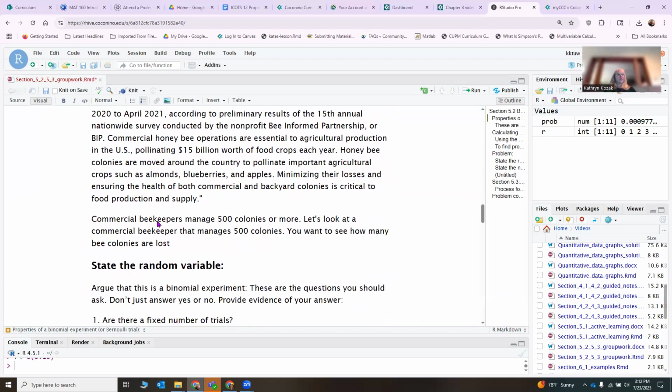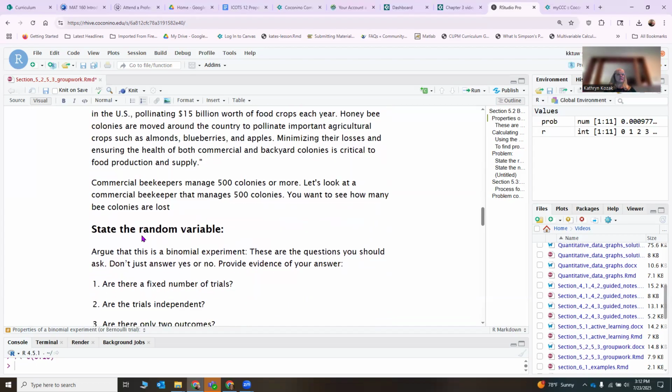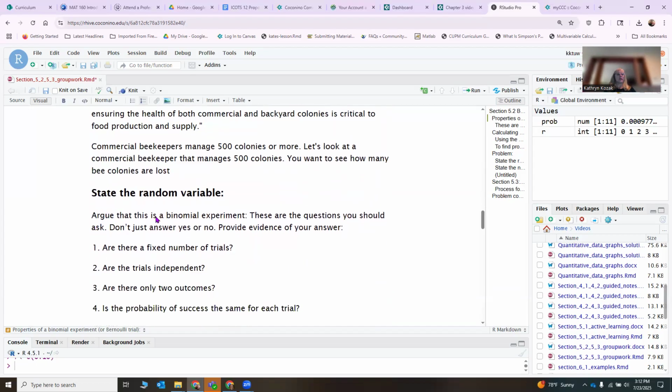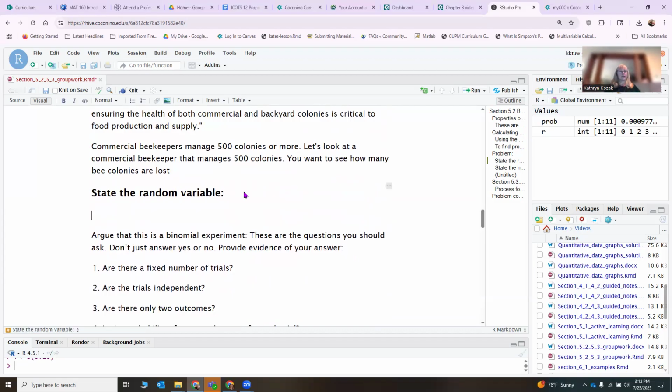So a commercial beekeeper manages about 500 colonies or more. Let's look at a commercial beekeeper that actually manages 500 colonies. We want to see how many bee colonies are lost. So let's state our random variable. We're going to argue that this is in fact a binomial experiment, but let's first state the random variable.